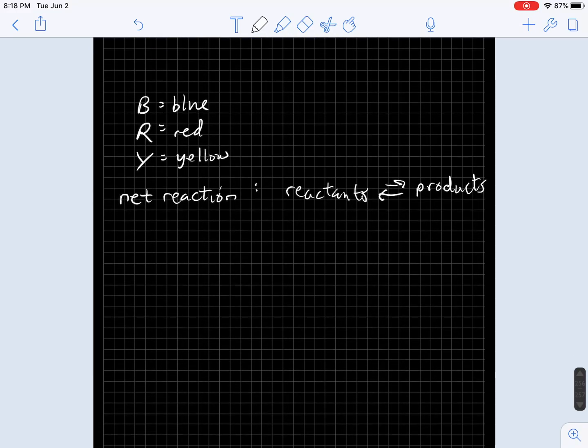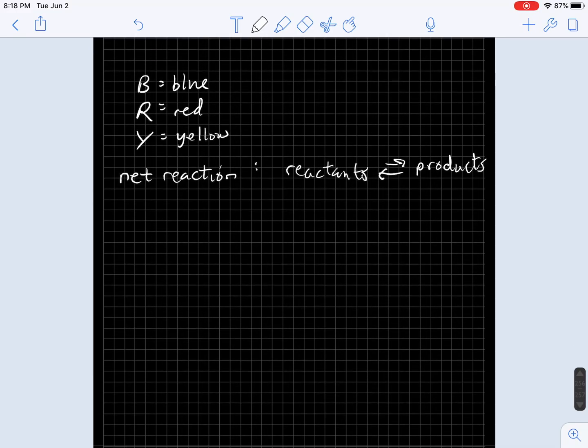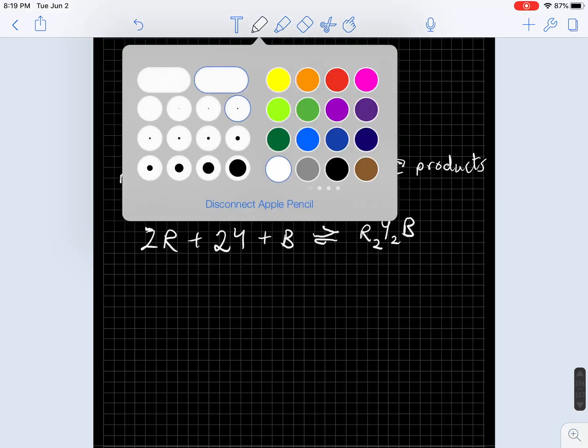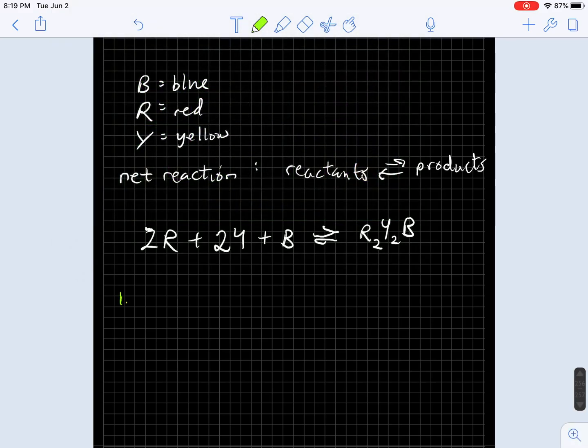And normally when we look at a net reaction, it's what we call a balanced chemical equation. All right, so in our net reaction, let's say we're trying to do 2 particles of red plus 2 particles of Y plus a mole of B. And that's going to give us the product R2Y2B.